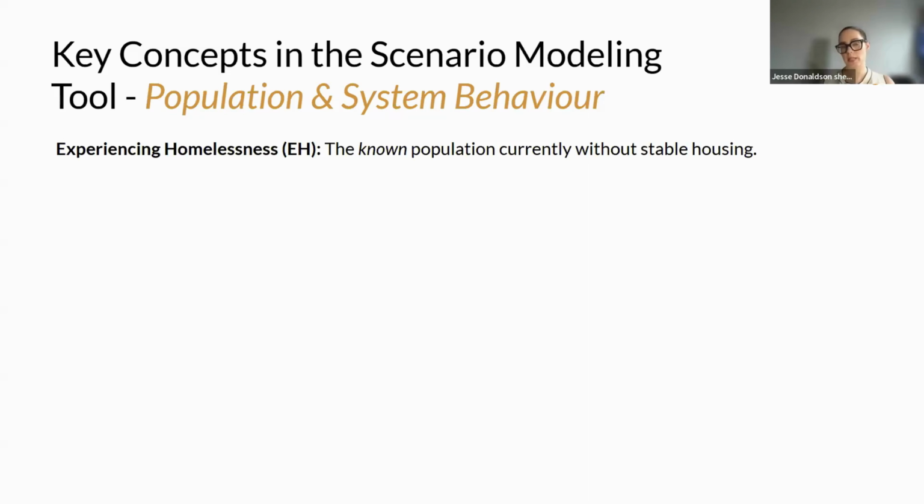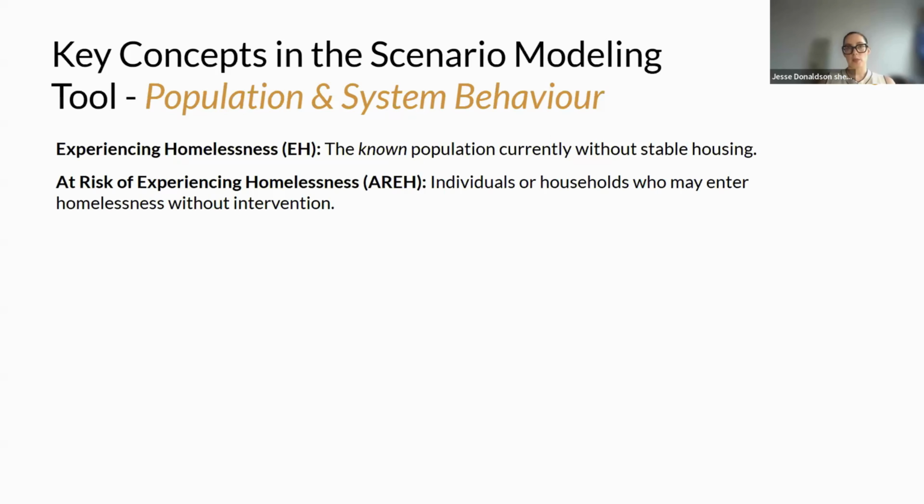These will also help you when we look at Centerville's. Experiencing homelessness, if you see EH anywhere, means the known population currently without stable housing. We could choose to model hidden homelessness as well, but right now we're just modeling the known population, meaning they're touching the system. In the tool, you can apply any definition you want. We also have at risk of experiencing homelessness, and you can decide how you want to define that. In the last few I've done, I have used core housing needs: the percentage of the population in inadequate, unsuitable, or unaffordable housing. That gives what percentage of the population at any given time is at risk of homelessness.